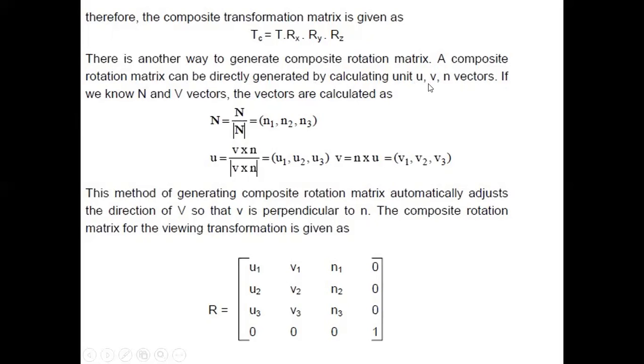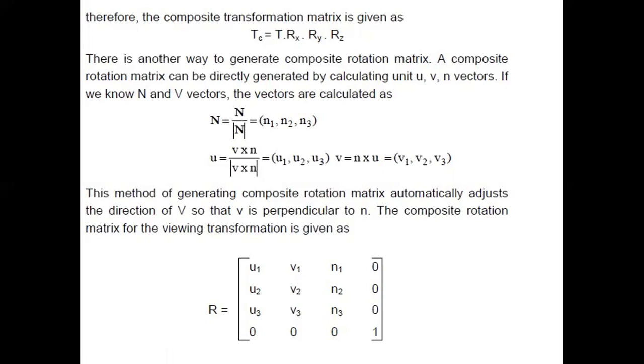The composite rotation matrix can be generated by calculating unit vectors, which are the u, v and n vectors, right? So what is this u? Say for example we have n, our normal, which is drawn perpendicular to the view plane. Then we have the v vector, which is called the view up vector.